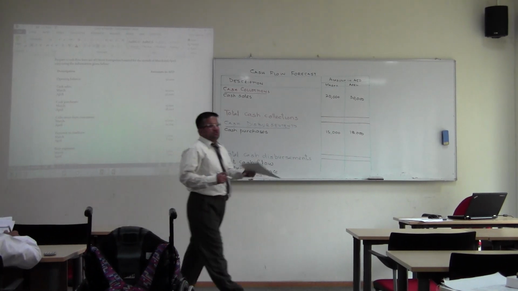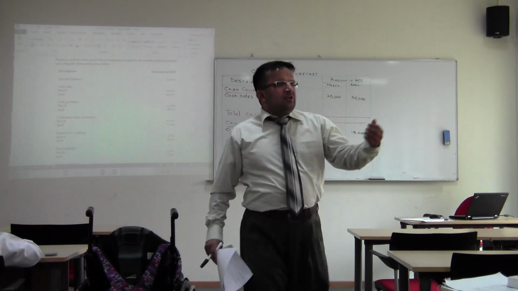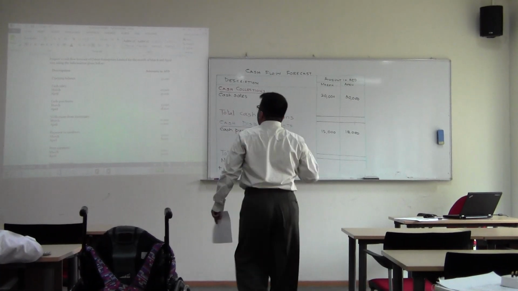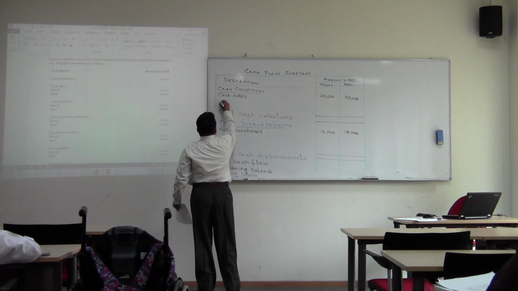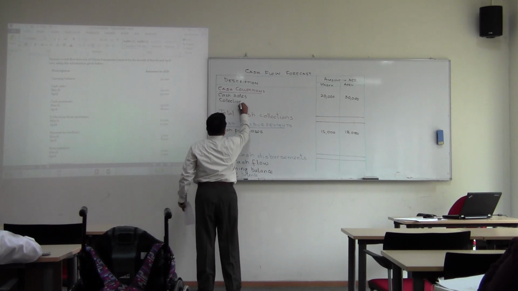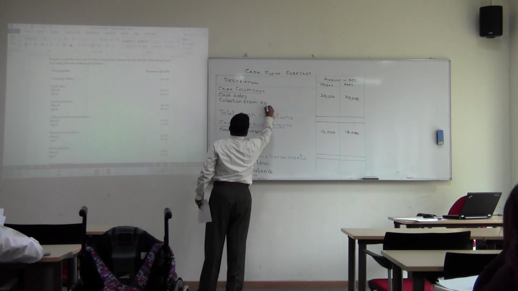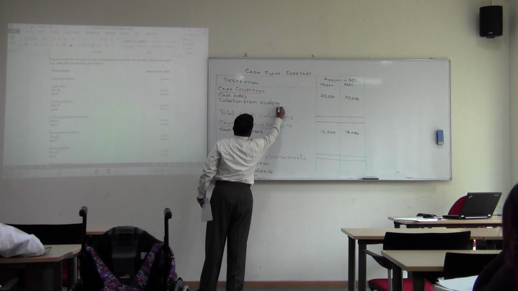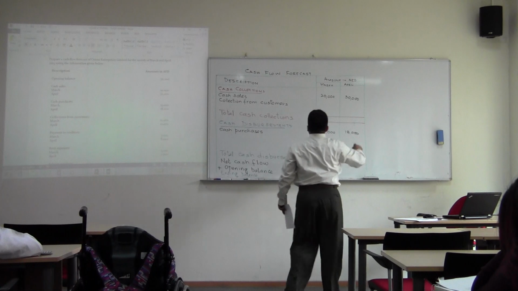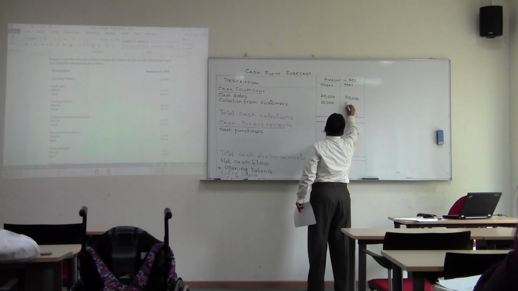Then the third one is collection from customers. Is it inflow or outflow? We are receiving money. So when we receive money, it means it is inflow. So collection from customers will be inflow, and that amount will be 10,000 and 12,000.